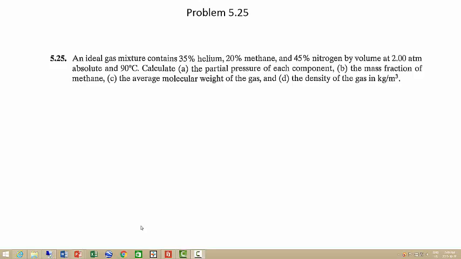Problem 525. An ideal gas mixture contains 35% helium, 20% methane, and 45% nitrogen by volume at a pressure of 2 atmospheres absolute and a temperature of 90 degrees centigrade. Calculate the partial pressure of each component, calculate the mass fraction of methane, calculate the average molecular weight of the gas, and calculate the density of the gas.